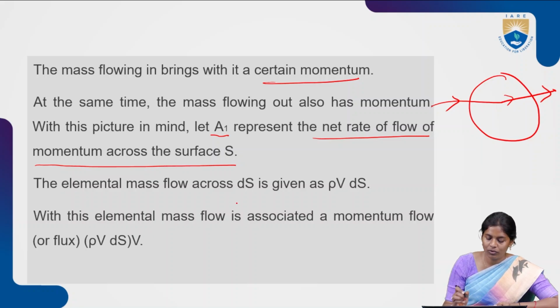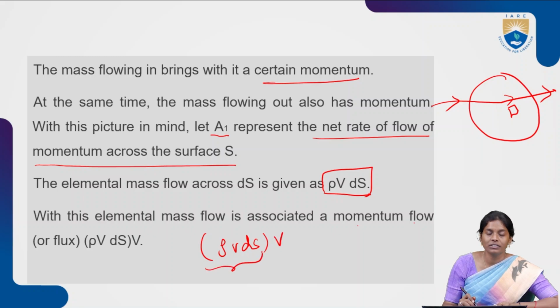The elemental mass flow is nothing but rho v dS across dS. If we take a small elemental surface dS of the control volume, the elemental mass flow across dS is rho v dS. With this elemental mass flow, the associated momentum flow is rho v dS into v. So this is density, mass, into momentum, that is, velocity, right?